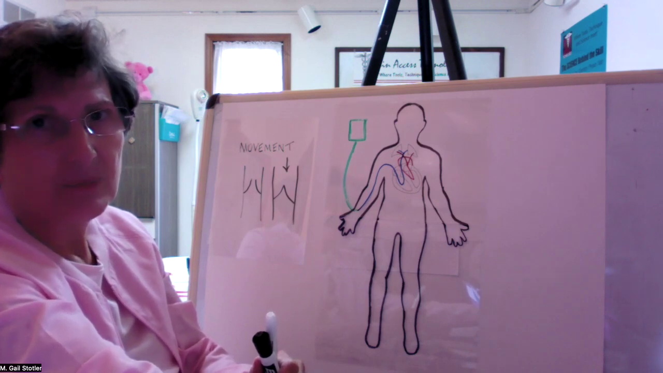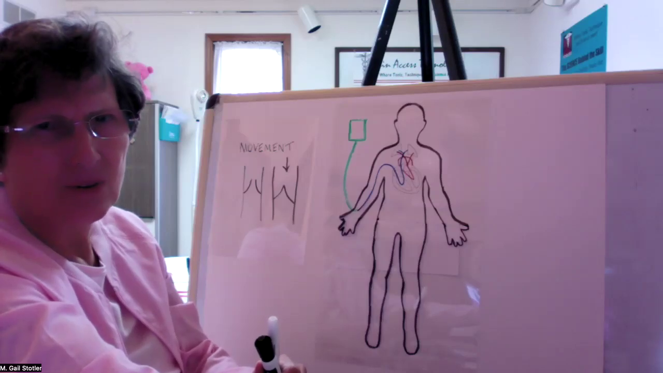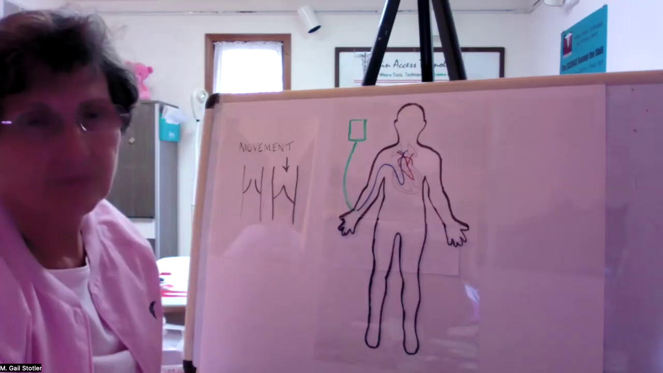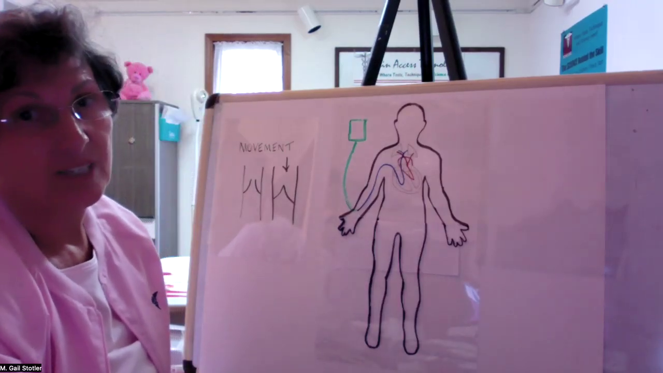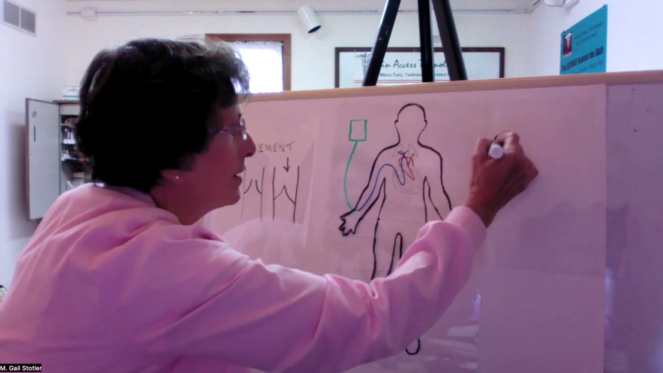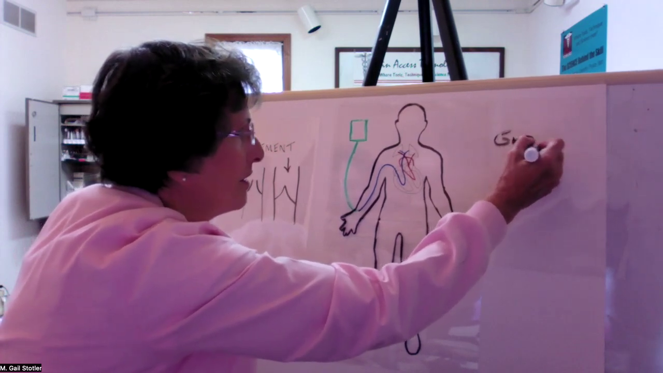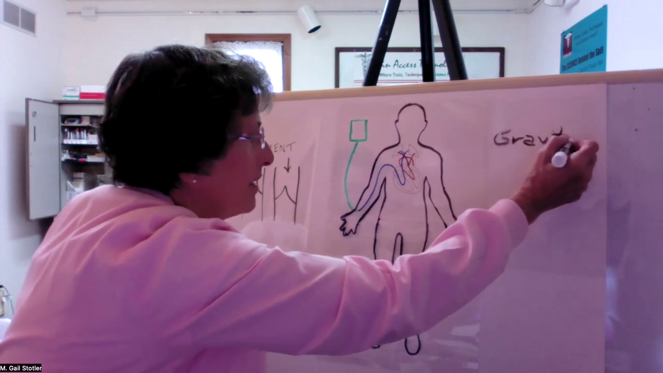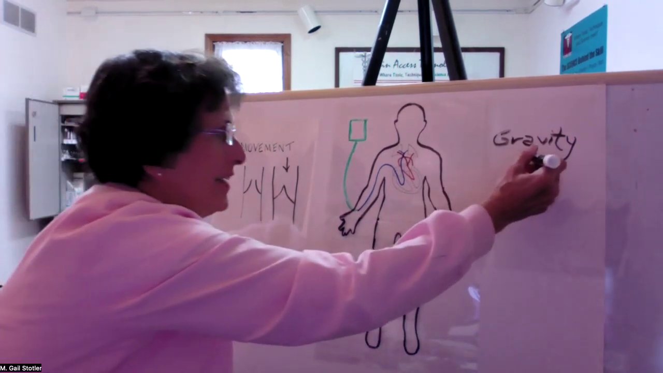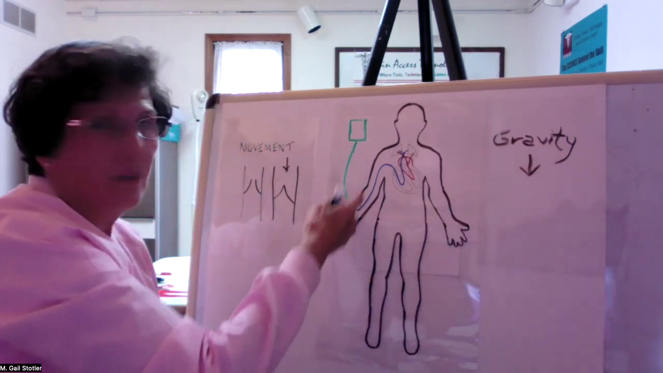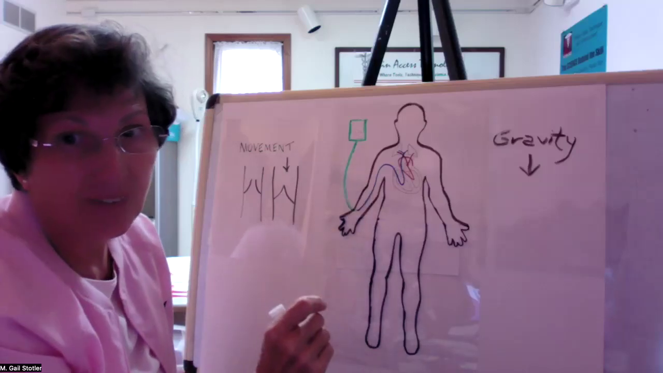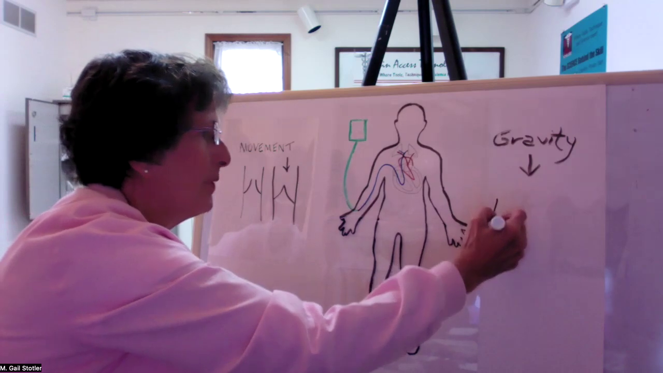But if they can't move every minute, and they can't, what's the other way we can do it? Well, let's get gravity working in our favor. Where does gravity take everything? Down. Well, we don't want it to go down. So how can we get the IV fluids and the bloods to return to the heart with gravity? Point up.